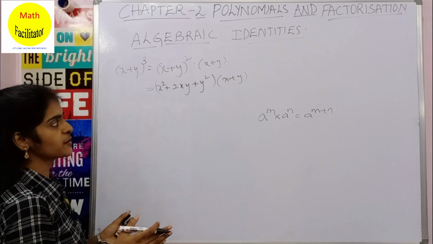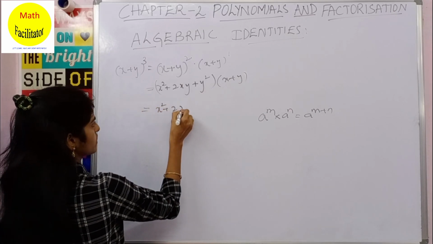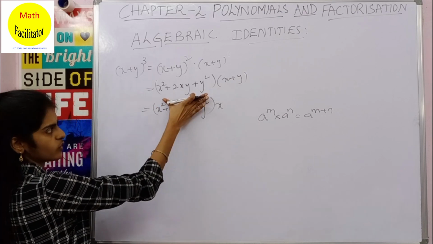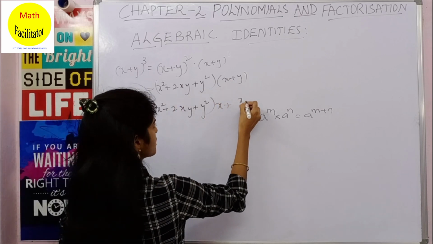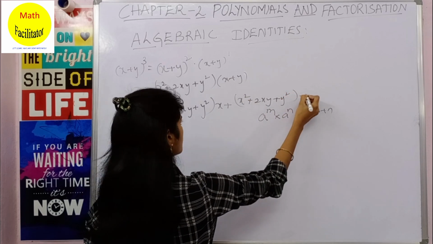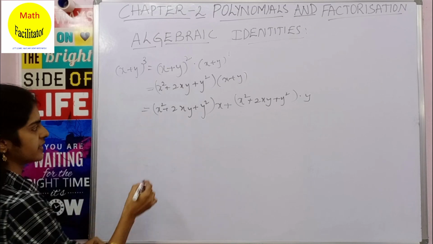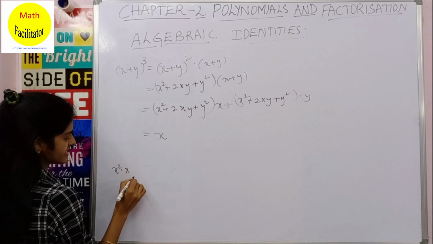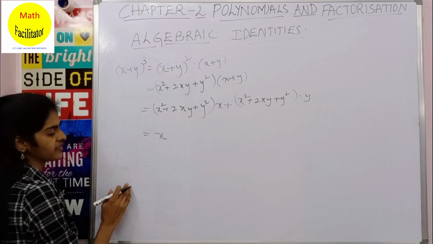Now using the distributive property, let us distribute here. So it is (x^2 + 2xy + y^2) into x, this whole thing into x, plus again this whole thing into y, so (x^2 + 2xy + y^2) into y. Clear? Now again the distributive property: x^2 into x is nothing but x^3. Same exponents formula, you can use a^m into a^n.